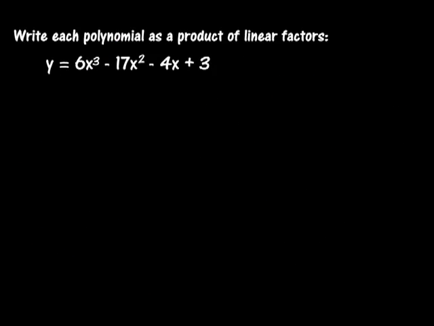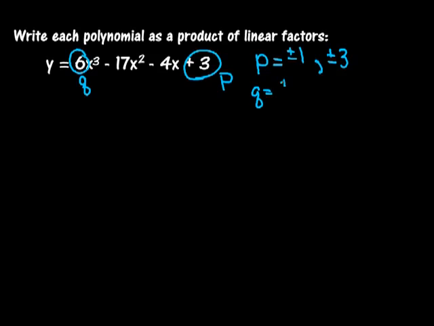Read each polynomial as a product of linear factors. So this is my P, and this, wow, is my Q. So P is going to equal, my factors are plus or minus 1 and plus or minus 3. For Q, it's going to be plus or minus 1, plus or minus 2, plus or minus 3, and plus or minus 6, because it's all the factors of 6. So my possible zeros, wow, we're going to have some fractions in here.